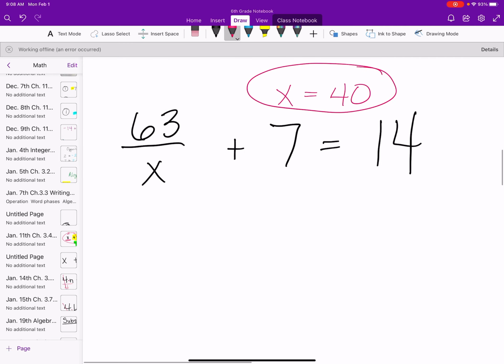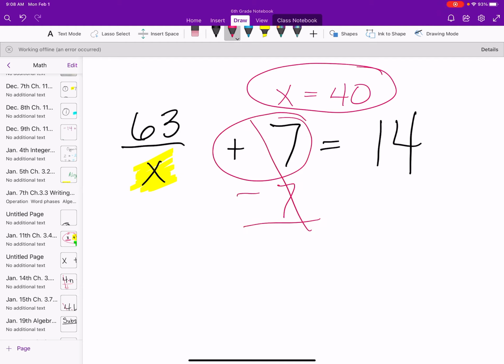This one is something a little bit new. You haven't seen this type of problem yet. We have our x on the bottom. I don't want you to worry about anything yet. Do it like you've normally been doing, and you should be able to think it through logically so you're not flipping around your numbers. So the opposite of plus 7 is minus 7. 14 minus 7 is 7.